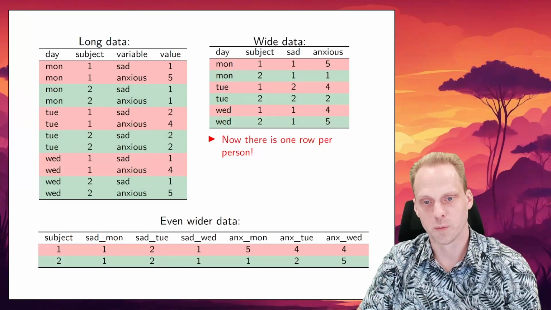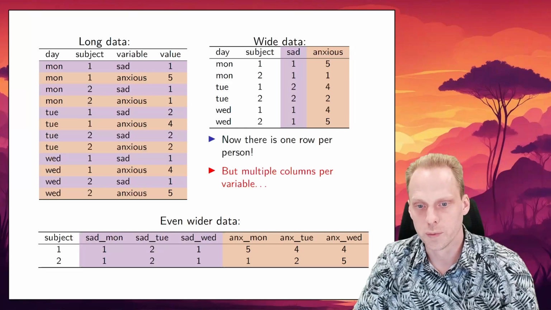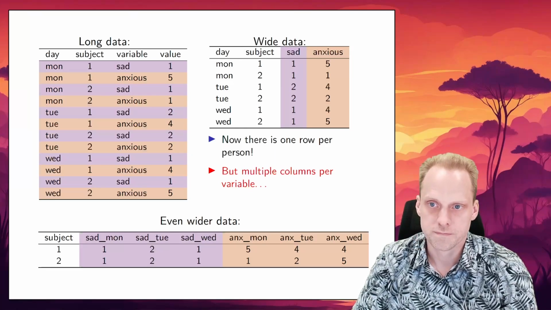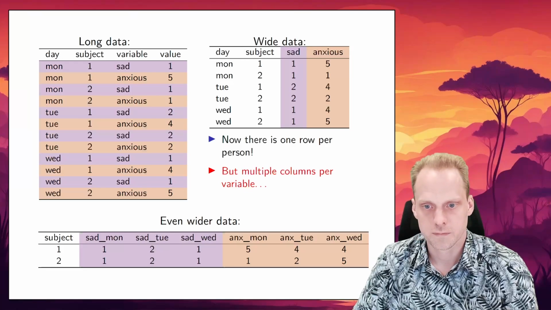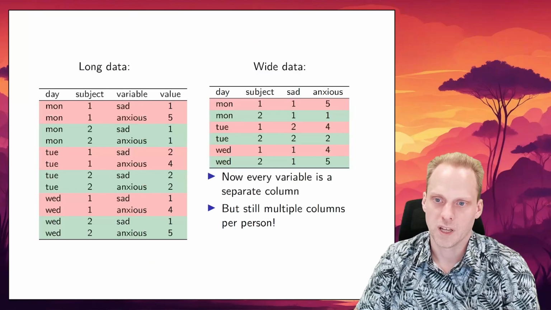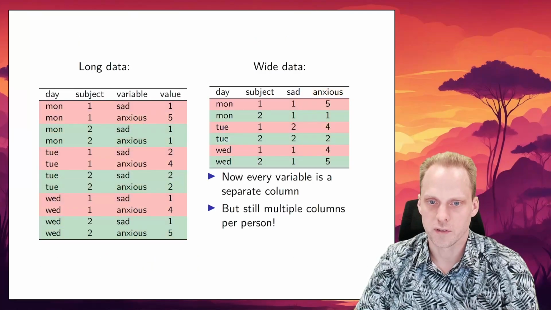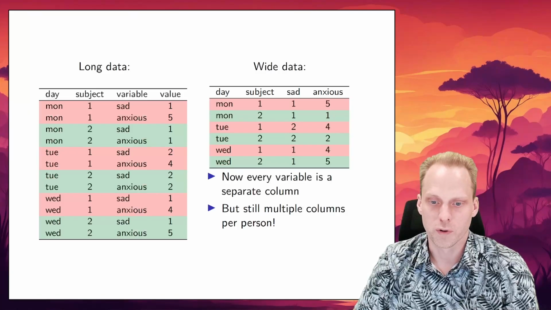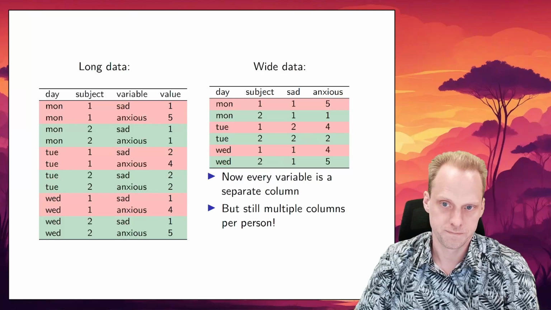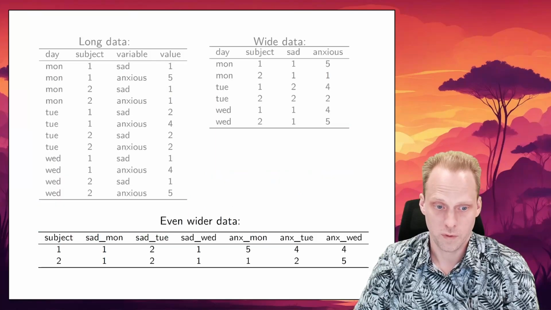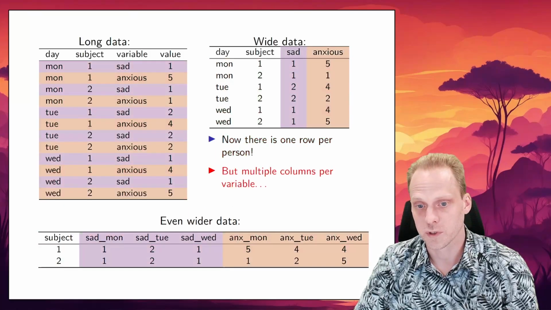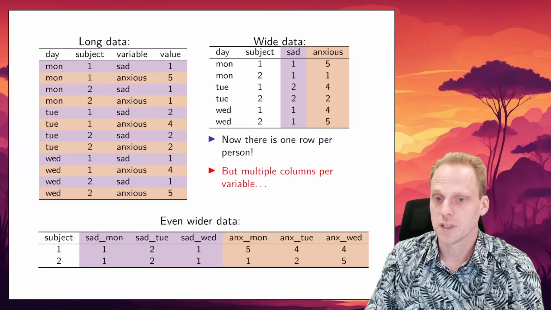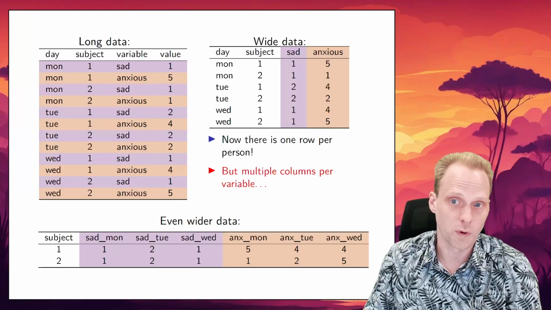So now there's only one row per person, but there are multiple columns per variable, which is also a bit less nice, right? So there's not really any best way to do this. Either we have multiple rows per person, or we have multiple rows per variable, multiple columns per variable. So there's not really any best way to do it, and it's just important that you know how to go from one to the other and back.